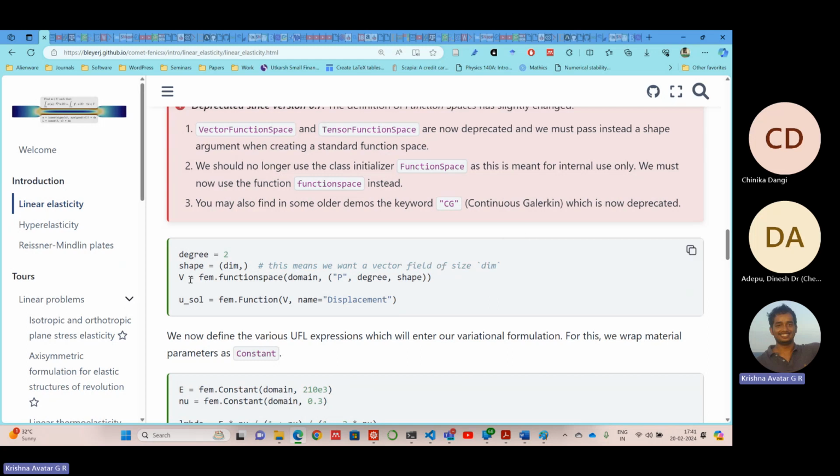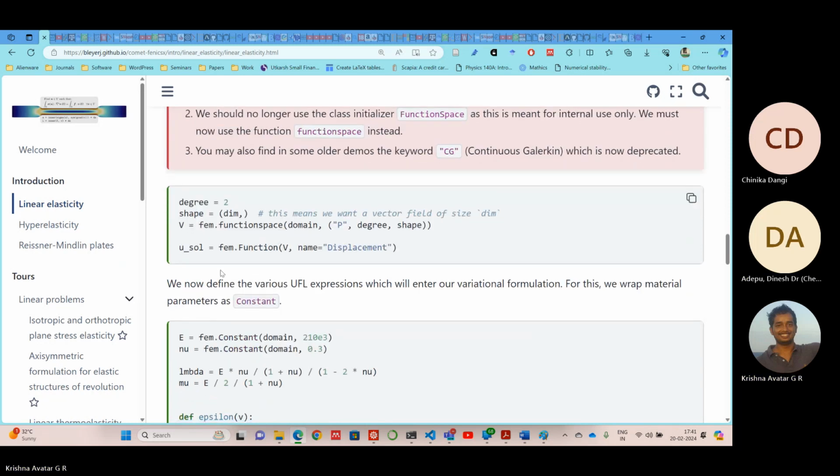So before we didn't have to do this shape because at every point the value of the unknown just happened to be a scalar. But in this case, we'll have a vector. So we have to give an additional argument. Till here it was the same for us, but now we have to define what's the shape of that unknown at every point. Once we define the function space, we are doing the same thing. Again, usol is equal to fem.Function over the domain, where we are defining a function whose name is marked as displacement.